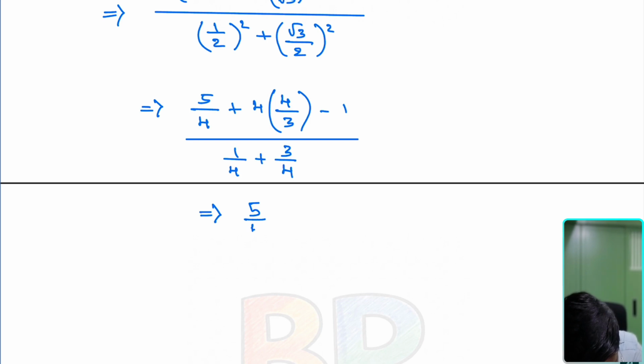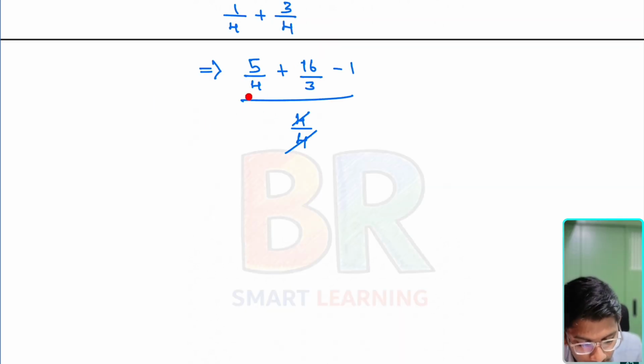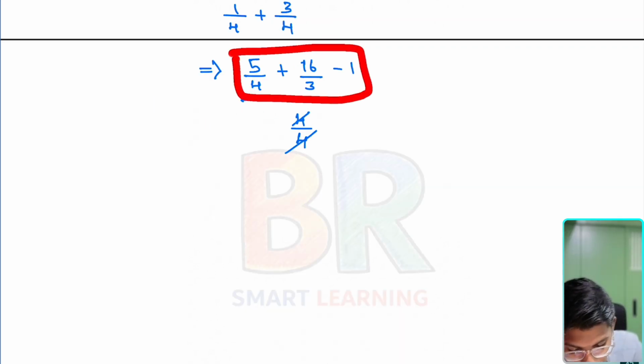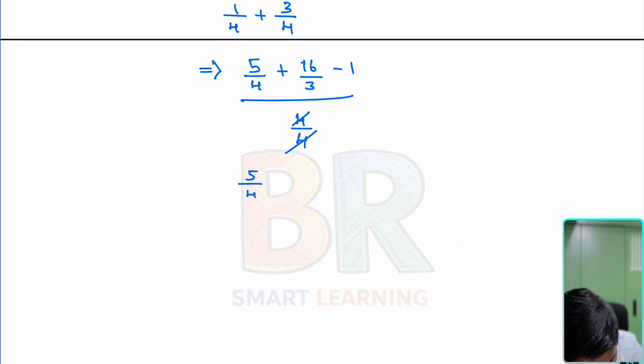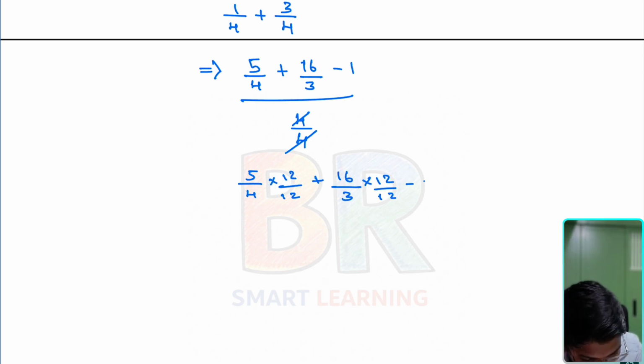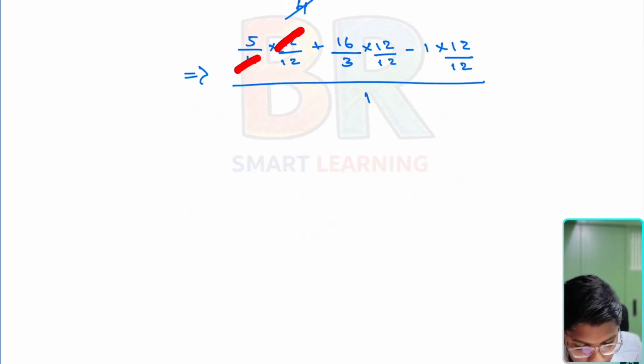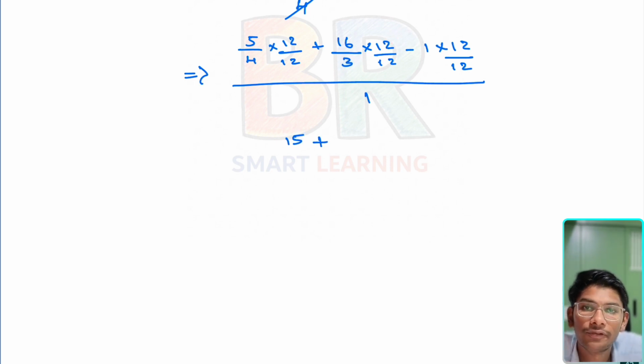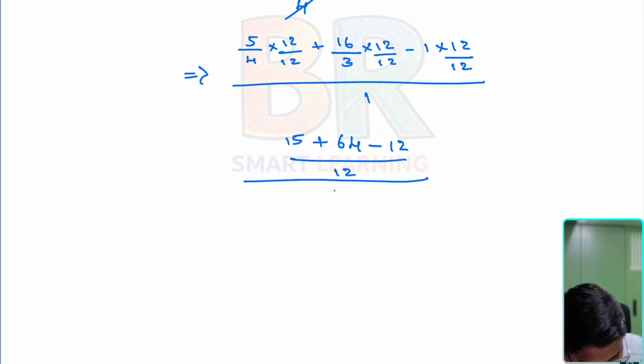Further, 5 by 4 plus 16 by 3 minus 1 divided by 4 by 4, which is 1. Here in the numerator, we have to take LCM, which is 12. 5 by 4 into 12 by 12 plus 16 by 3 into 12 by 12 minus 1 into 12 by 12 divided by 1. 4 ones, 4 threes, 3 fives, 15, 15 plus 3 fours, 4 sixteens, 16 fours, 64 minus 12 divided by 12 whole divided by 1.